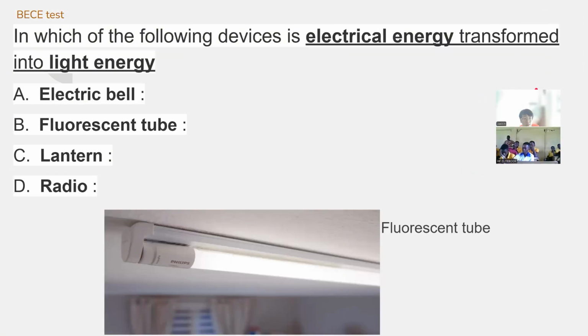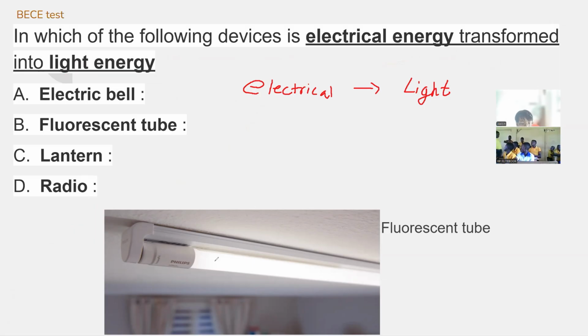Let's look at this question next. In which of the following devices is electrical energy transformed into light energy? So we are looking at electrical to light. What can do this? Is it an electric bell? Is it a fluorescent tube? Is it a lantern? Or is it a radio?